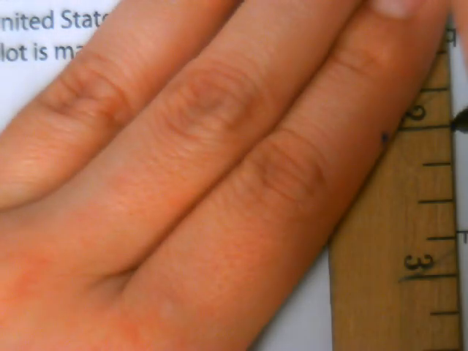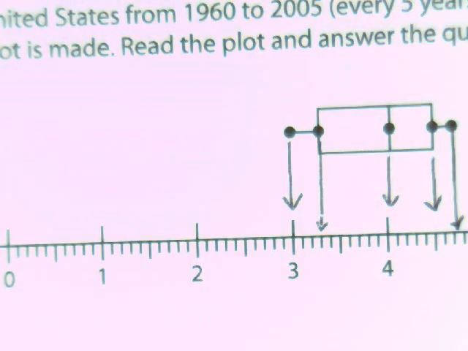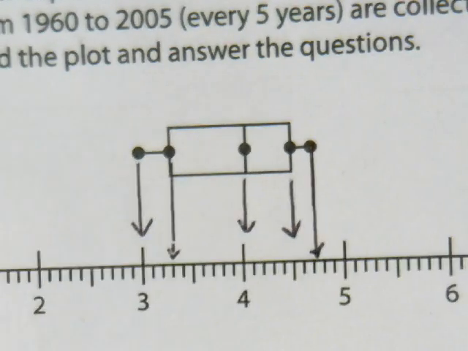What's your first dot mean? Minimum. What's your second dot mean? Lower quartile. What does your middle dot mean? Median. Your fourth dot? Upper quartile or third quartile. And what does your last dot mean? Maximum. Don't forget that one.